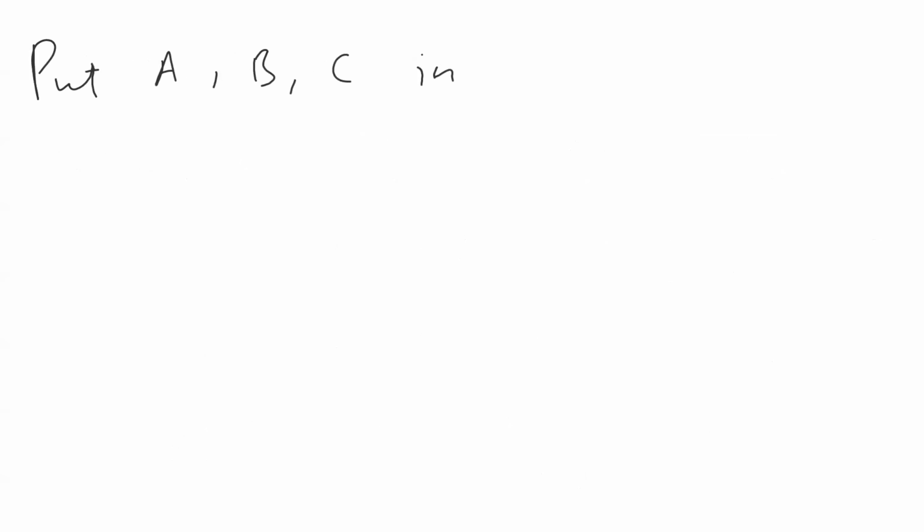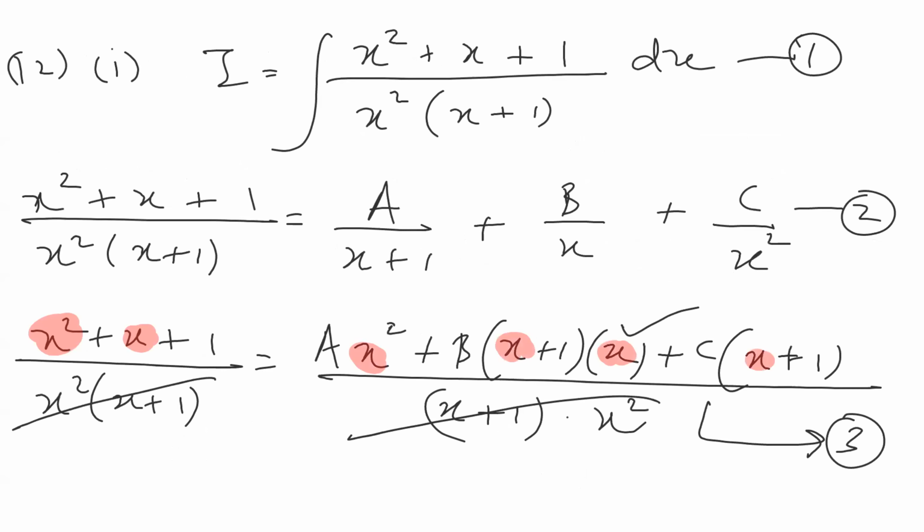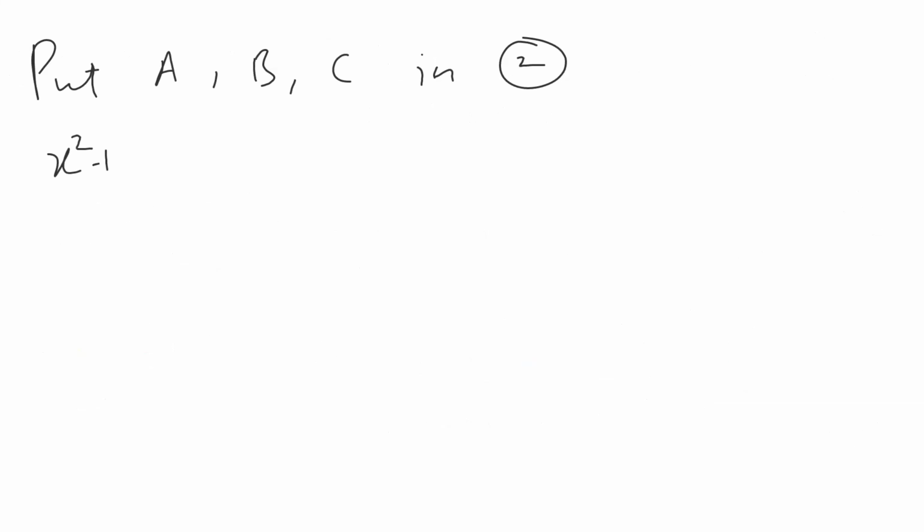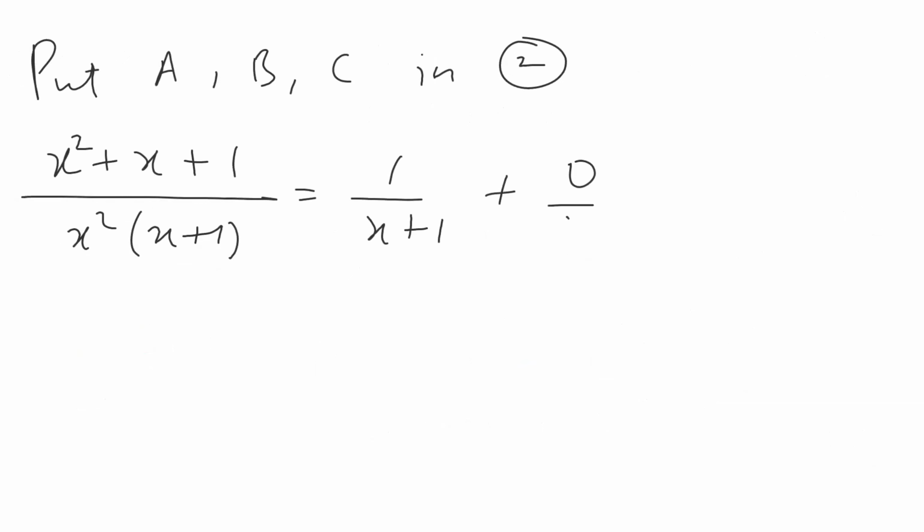Put a, b, c in equation number 2. So (x square plus x plus 1) upon x square (x plus 1). Many of you don't write this particular step, but I insist you write as per the proper method. A, what is A? A is 1. 1 upon x plus 1, plus 0 upon x because b is 0, plus c. C is 1. 1 upon x square.